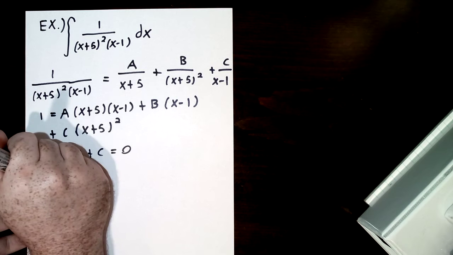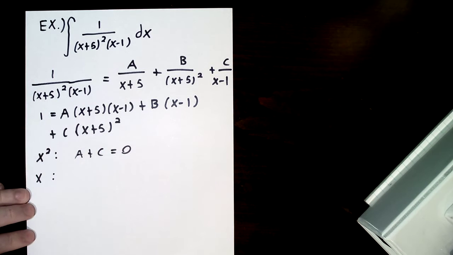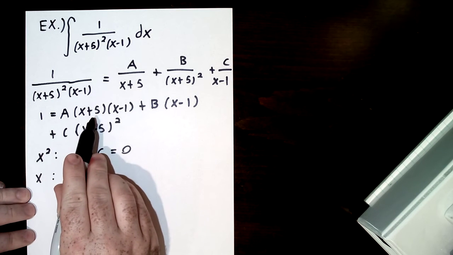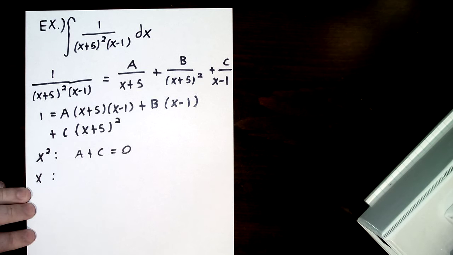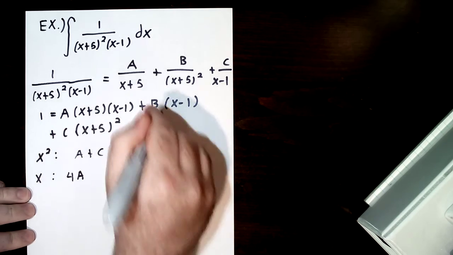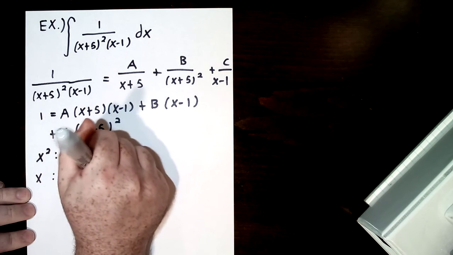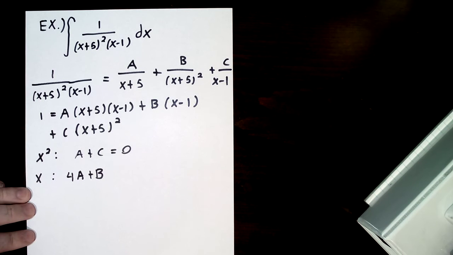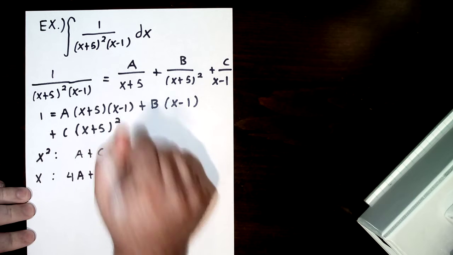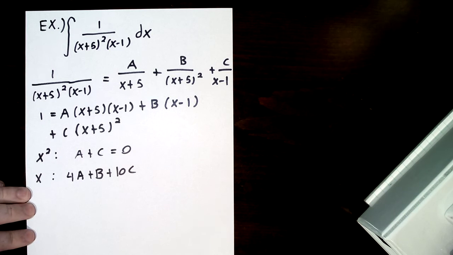Now let's go ahead and do our coefficient for the x term. We are going to have, well, if we FOIL this out, we'll have 5x minus x, which is 4x. So it'll be 4a. Then we have plus b. And then we're going to have plus 10c. And since 1 does not contain an x, we'll go ahead and set that to 0.